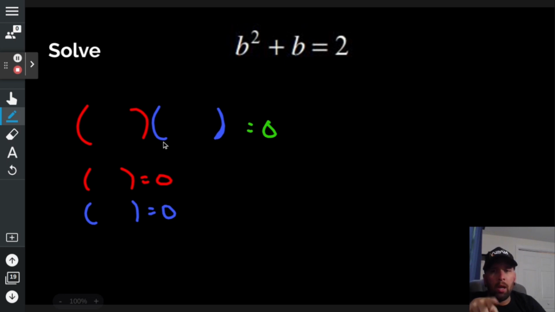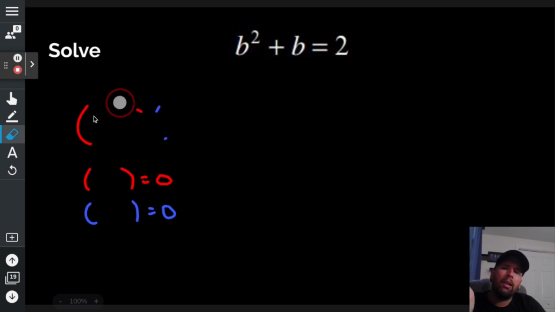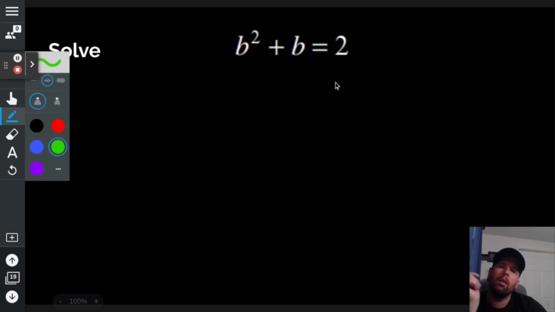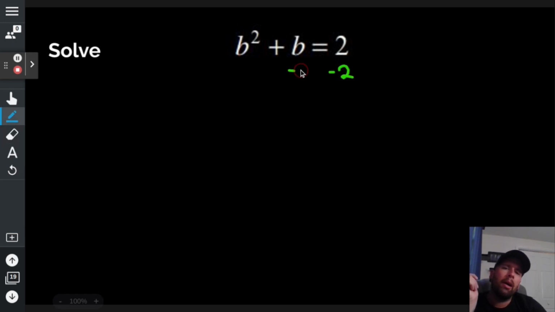Issue number 1, I need it to equal 0. So let's subtract 2 from the right side so it can equal 0. Erasing using the small eraser takes a while. Let's subtract 2 from both sides. Negative 2, negative 2, cross out. Negative 2 doesn't combine with b squared or b, so I have b squared plus b minus 2 equals 0.